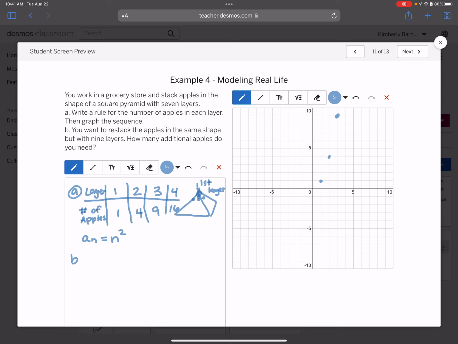B, you want to restack the apples in the same shape but with 9 layers. How many additional apples do you need? So my stack already has 7 layers. So I just need to add layer 8 and layer 9. To find layer 8, I'm going to take 8 squared. That's 64. To find layer 9, I'm going to take 9 squared. It's 81. And then to find the total that I'm going to need to add, I'm just adding 64 plus 81, which I would get that I need 145 more apples.